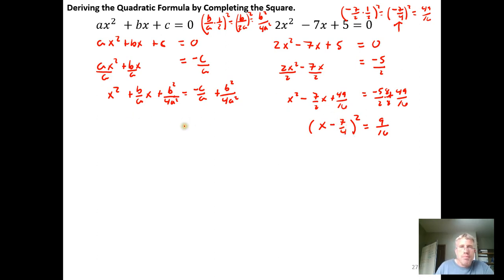So it's going to be the same thing here. I need to get a common denominator so I can combine those terms. So the denominator is going to be 4a squared, so I'm going to multiply by 4a over 4a. 4a times a is 4a squared. So I'm going to wind up with a 4a squared in the denominator, and I have a b squared.